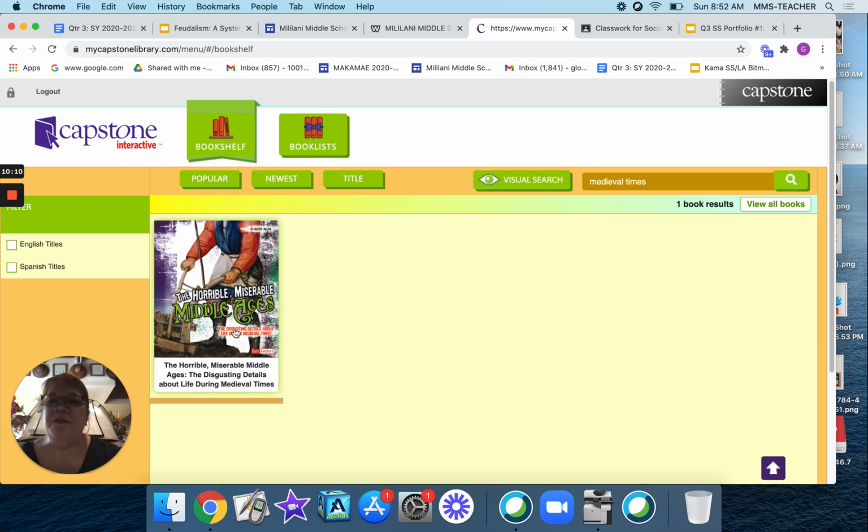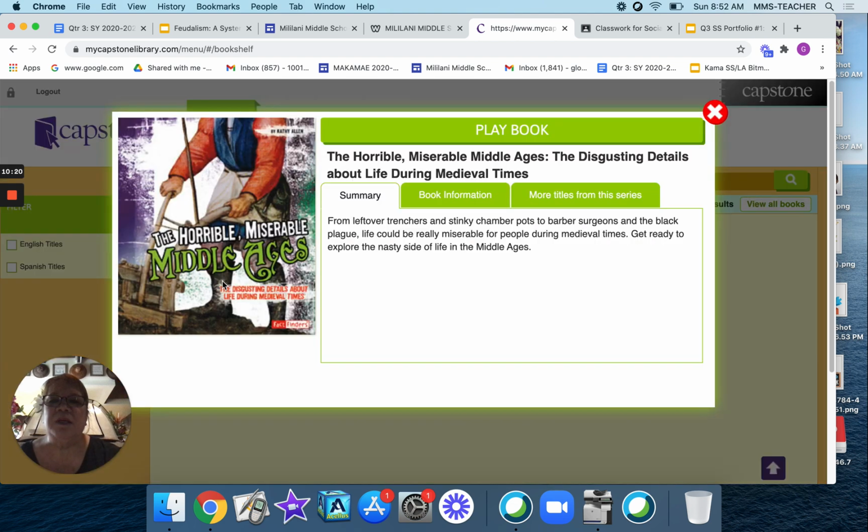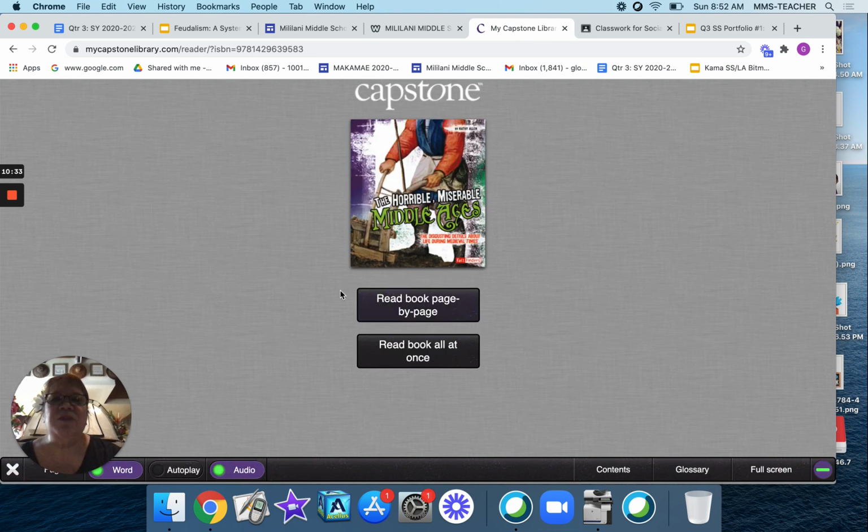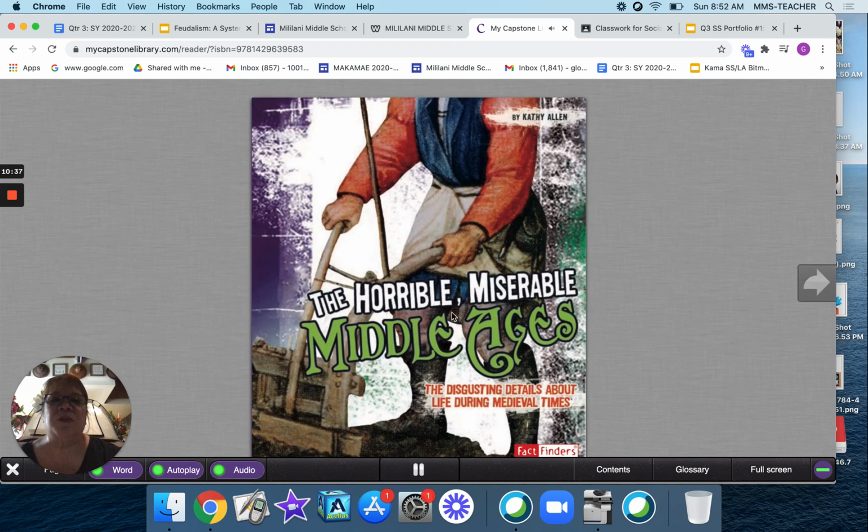And there you have the book, The Horrible, Miserable Middle Ages, the disgusting details about life during medieval times. So you will click on this book and you will play the book so that you can go ahead and read it. Okay, so each of you will go ahead and you can read the book all at once, and you can read it page by page.